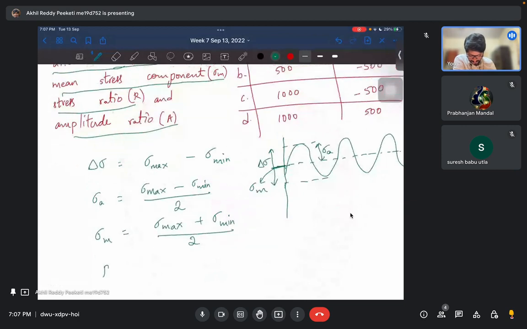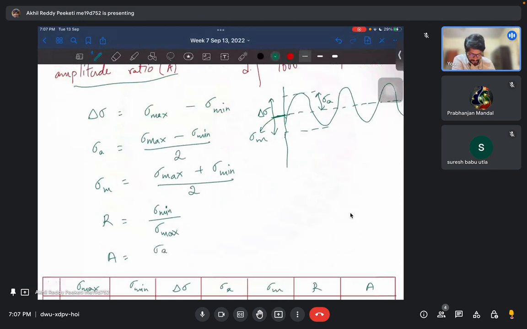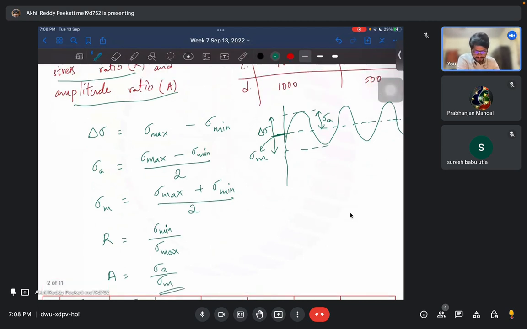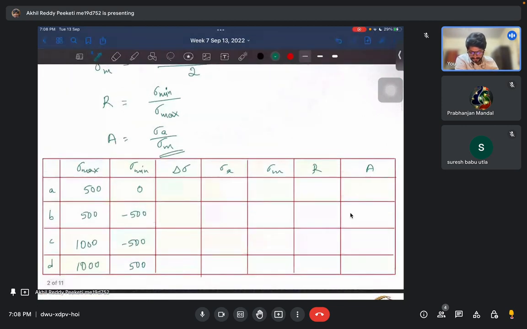Now stress ratio. Stress ratio is defined as the minimum stress by maximum stress. And the amplitude ratio is defined as the amplitude stress or alternating stress component by the mean stress. That's it. So this is how these are defined. Now let's calculate these for the different cases we have.